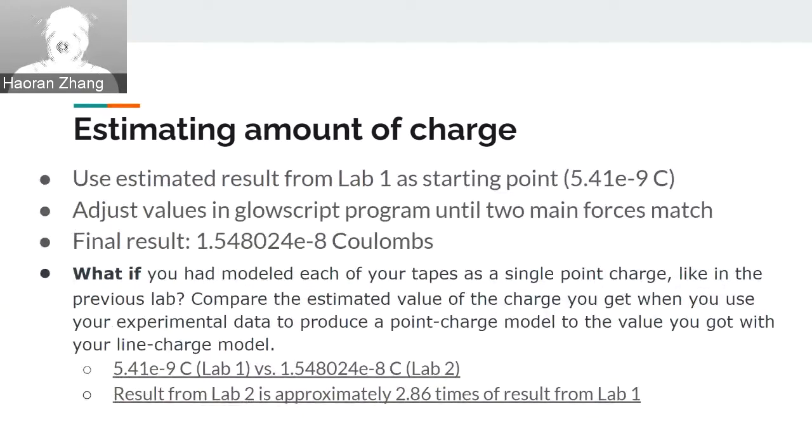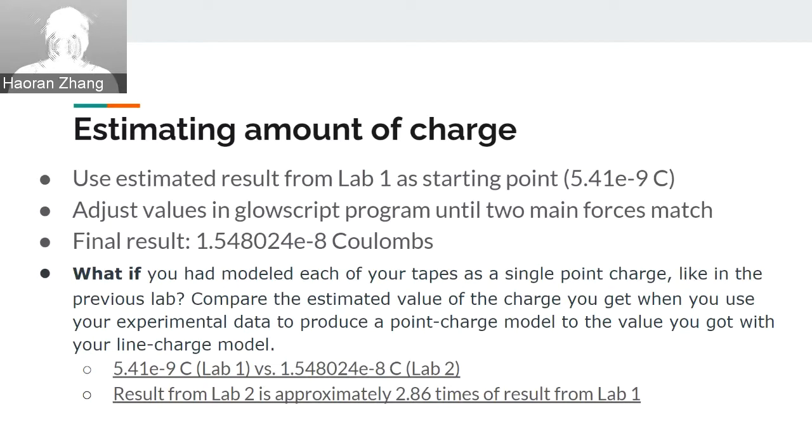Now we are able to build our model and construct the identities from our previous explanation. In trials, we want to adjust the values of charge in tape B to find the correct number that makes the system balanced. I start from the estimated result of Lab 1, and the final result is about 1.548 times 10 to the negative 8 coulombs. For the first additional question, we can clearly see the difference between results from the two labs, and the result from the second lab is approximately 2.86 times of the result from Lab 1.